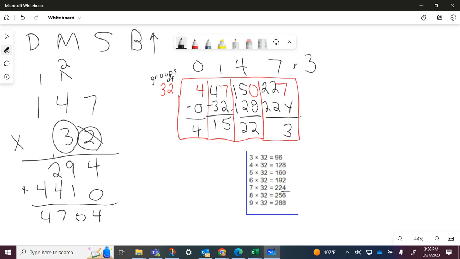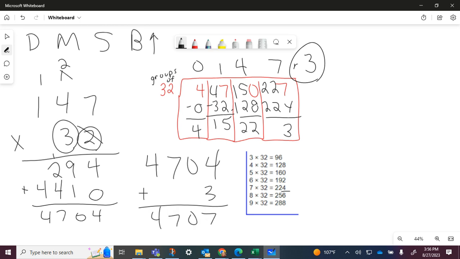All right, now notice my answer here doesn't equal my 4,707, but that's because I haven't taken into consideration this remainder. So what you do is after you do that part, you take that answer and you just add your 3 more, and now you match. So we know we did it correctly.